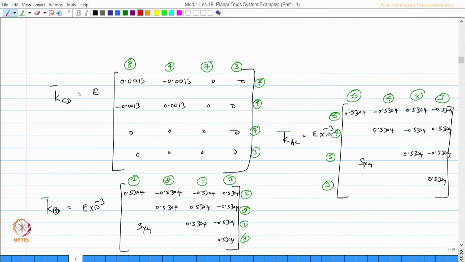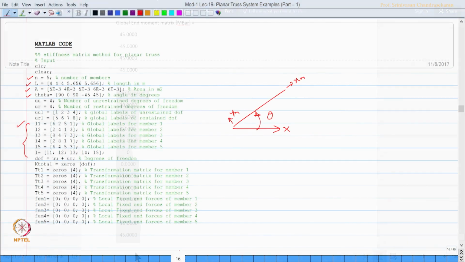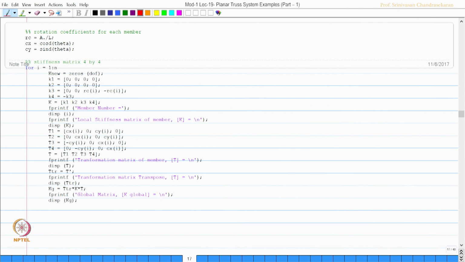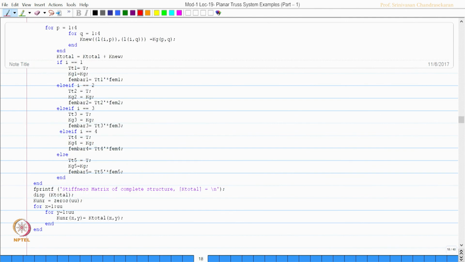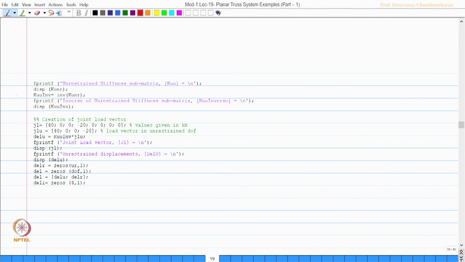So, similarly we can enter these member labels, then we find the transformation matrix for each member, then we obtain the assembly of the local stiffness matrix of each member and find the global stiffness matrix of each member, k bar, then we assemble them and get the stiffness matrix completely, partition them and get the unrestrained stiffness matrix and get the inverse of the stiffness matrix, enter the joint load vector. The joint load vector, you can say from here I write down, is going to be 40 0 0 minus 20 0 0 0 0, that is the value I have.